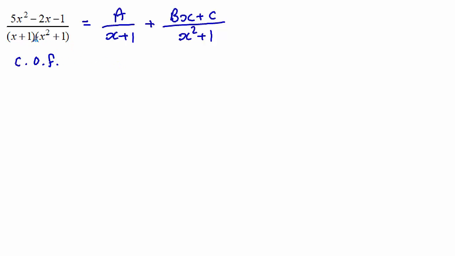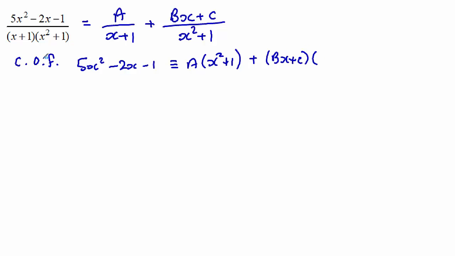So multiply right through by the denominator, giving us 5x squared minus 2x minus 1. If you multiply this by this denominator, the x plus 1's cancel, so you end up with a(x squared plus 1). Note there's no value of x that's going to make that one 0, no real value. And the bx plus c would then be multiplied by x plus 1 because the x squared plus 1 would cancel. So let's let x be equal to negative 1, which gets rid of this one.